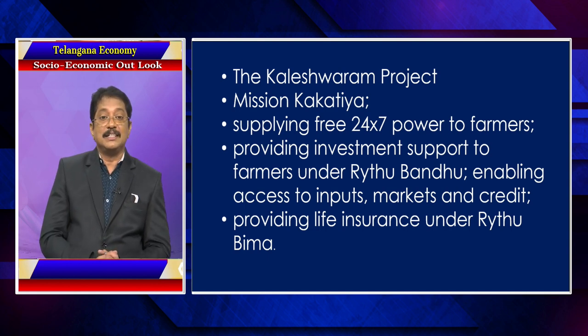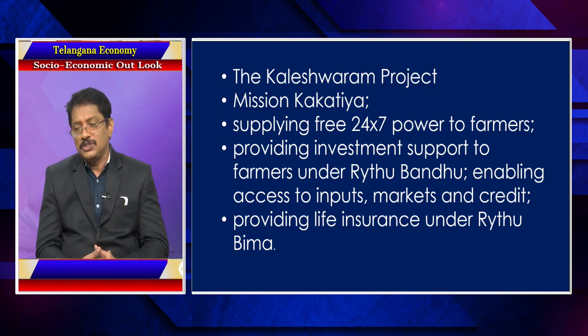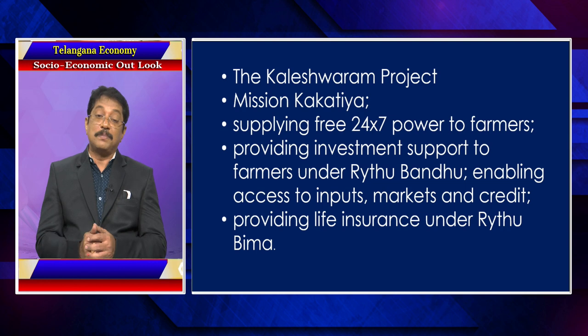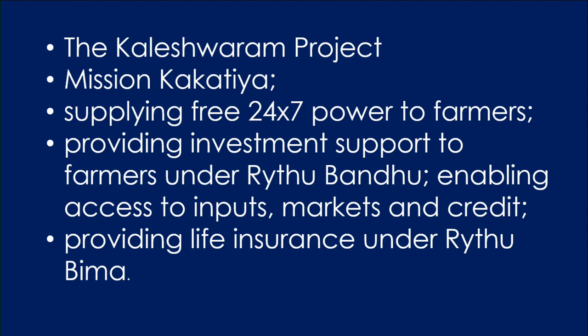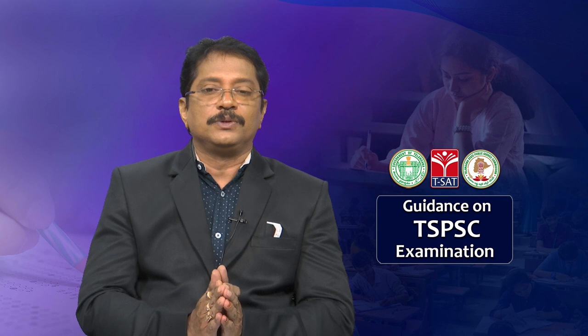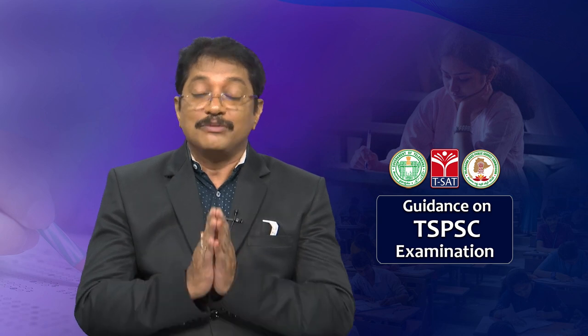Once again, the very important things we can highlight are the Kaleswaram project, Mission Kakatiya, supplying free 24/7 power to farmers, providing investment support to the farmers under Raitu Bandhu, enabling access to inputs, markets and credit, and providing life insurance under Raitu Bima. These are the different initiatives taken by our government to increase the income of farmers and to improve the welfare of the farmers.